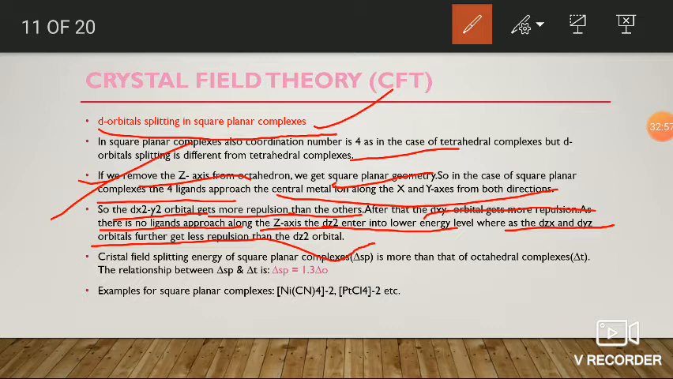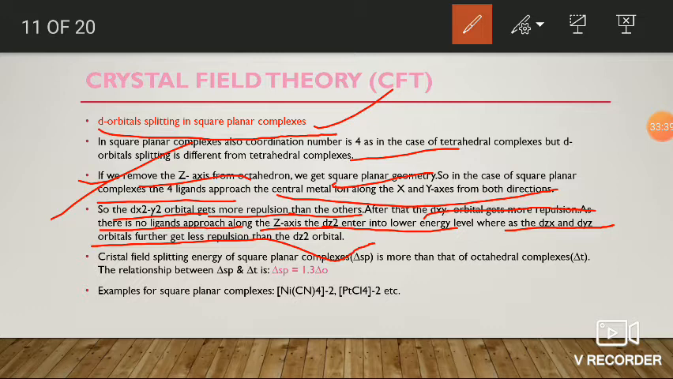After dx square minus y square and dxy, the next higher energy orbital is dz square. Even though no ligand approaches along the z-axis, due to the approach of the 4 ligands along the xy axis, the dz square also gets some repulsion, more than that of dzx and dyz, because along the z-axis there is a saucer-like shape. So due to this saucer-like shape, it gets somewhat more repulsion when compared to dzx and dyz. So the third one is dz square.